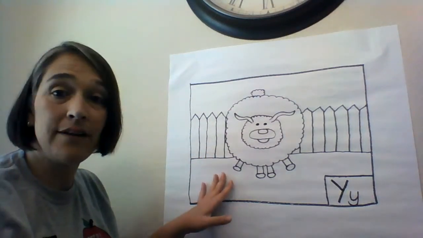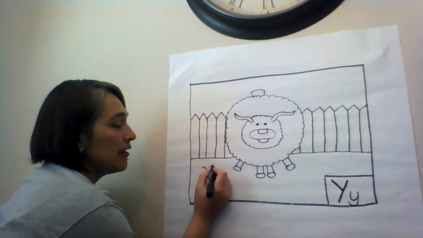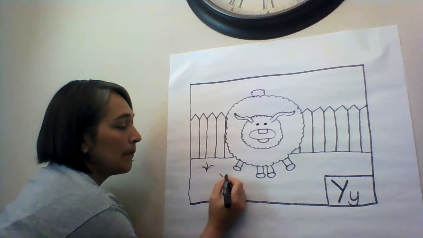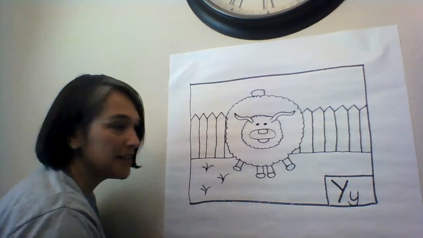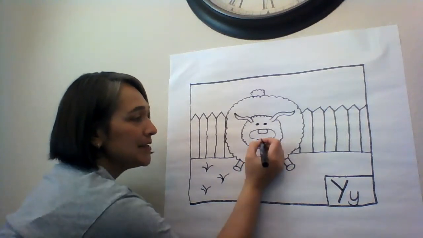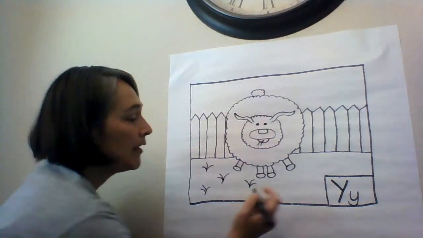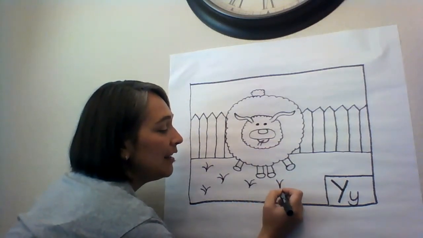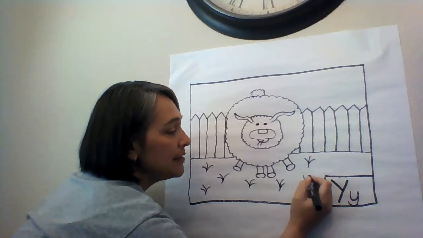Now you have to decide if you're going to have grass here or mud here. I think I'm going to have grass, so I'm going to draw the little grass pieces. Maybe he's munching on some grass too. And let's see, maybe I could put some grass sticking out of his mouth. There we go, because he was kind of hungry. A yak in the yard. There's some things right here.